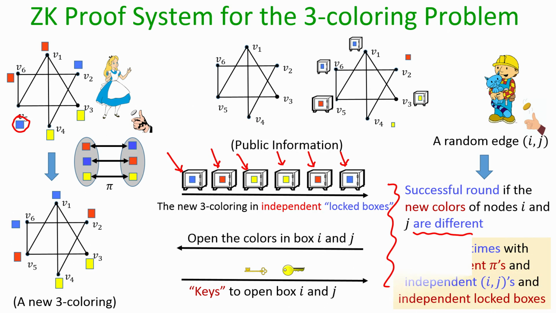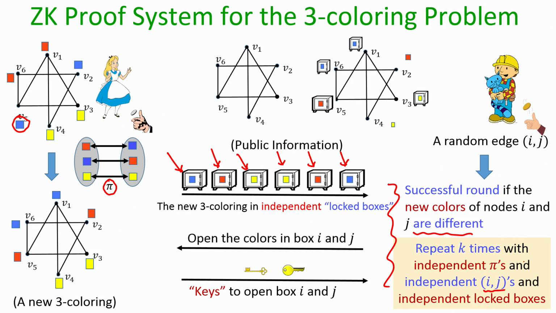Now, to boost the confidence in this proof, what Bob can do is repeat this process k number of times independently, where in each round Alice can use a different 3 coloring with respect to the old 3 coloring. That means every round she will be picking an independent pi, mapping the existing 3 coloring to a new 3 coloring, and independently Bob will be picking fresh challenges i comma j in every round.